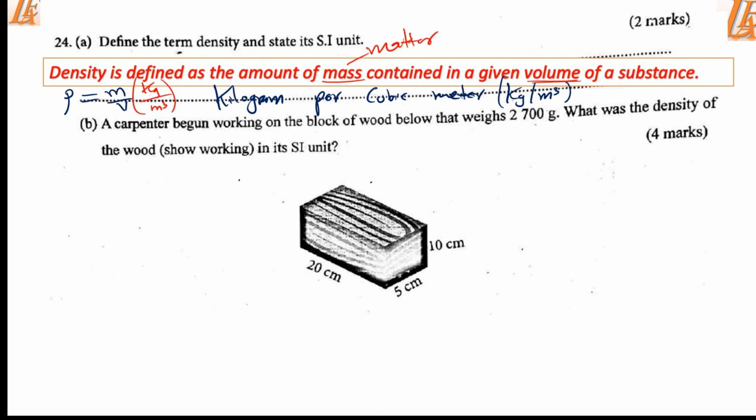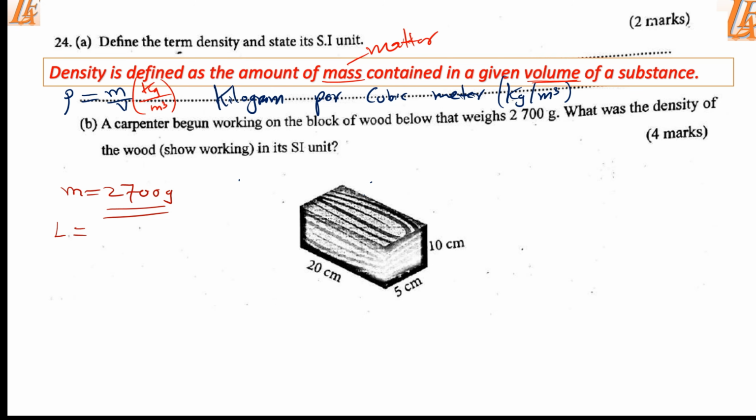Then the second question B, a carpenter began working on the block of wood below that weighs 2,700 grams. What was the density of the wood? Show your working in SI unit. So in this case, what we are required to do first is to write down what we have been given. We are given mass, which is 2,700 grams. The second thing that we are given is the length, width, and height.